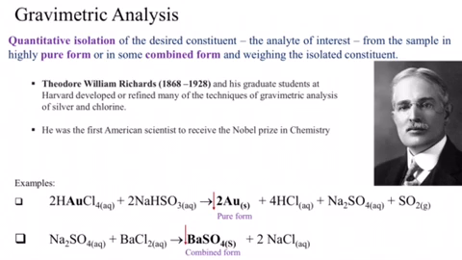Gravimetric analysis is defined as quantitative isolation of the analyte of interest from the sample in highly pure form or in some combined form and weighing the isolated analyte. Here you can see two examples of gravimetric analysis. In the first example, gold is precipitated in the pure form from the solution using sodium bisulfite as the precipitating agent. In the second example, barium is precipitated in the combined form when sodium sulfate is used as precipitating agent.